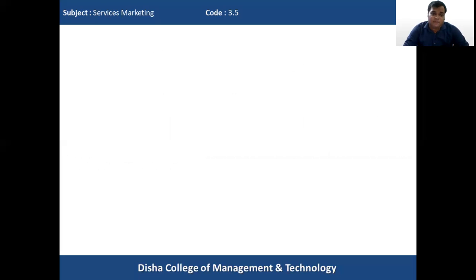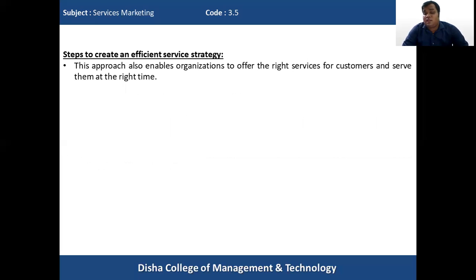This approach also enables organizations to offer the right services for customers and serve them at the right time. Because if the services are not given at the right time, or if the right services, customized as per the needs and wants of the customers, are not provided, then the customers will not be satisfied. Since every service strategy is customer centric and aimed at customer satisfaction, it is very important to understand what right services have to be given to the customers, and what the right time is to offer them.